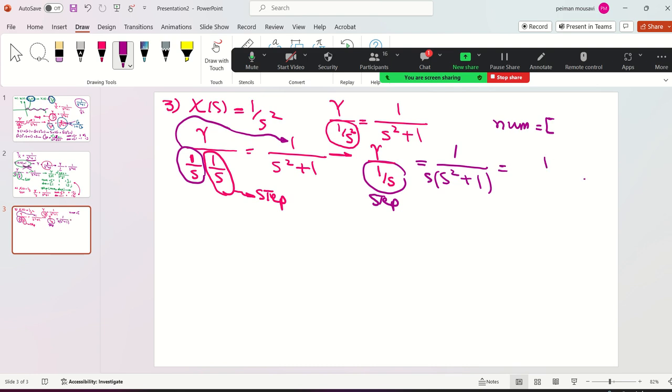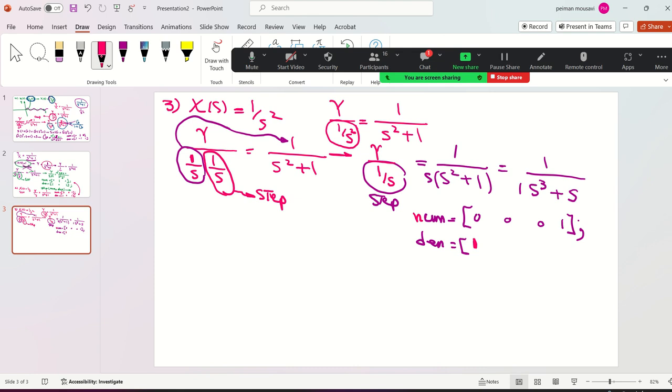And here is 1. So your num gonna be, okay guys, look at here. 1 over s cubed plus s. So your num must be third order because the highest order is 3. So you're gonna have num. What's happening, guys? Num is 0, 0, 0, 1. Then den is 1. There's no s squared. 0. Then s, 0. This is how we play with that.